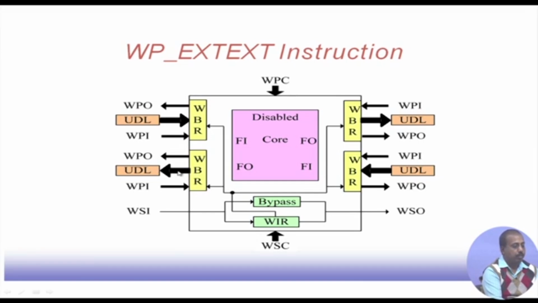Then the WPO lines will be collecting the responses, and through the WPO lines we can take out the response. Here the scan control has told that it will be a parallel operation, so the instruction register is loaded accordingly. When it is a parallel operation, the serial part will be disabled and the whole thing will go in parallel. All these UDLs will be tested in parallel by loading the test pattern through the WPI line and getting the responses through the WPO lines.